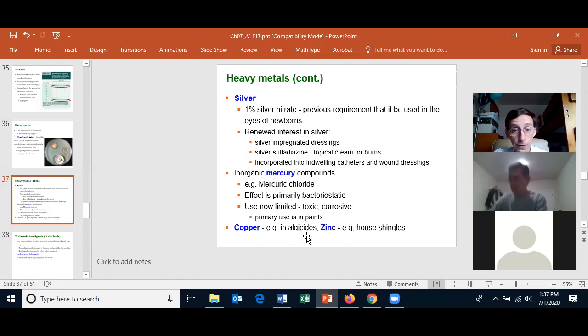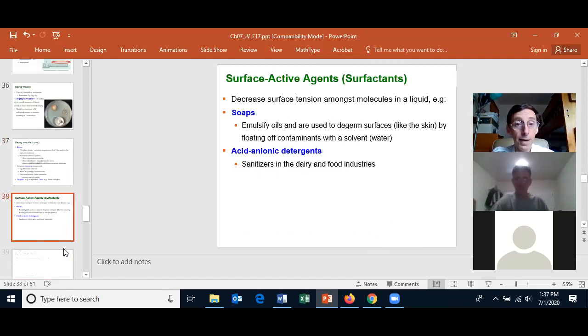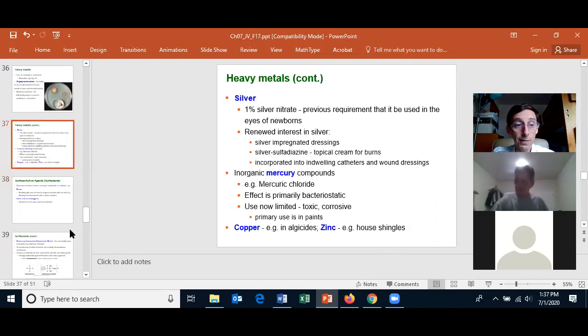Copper, it's still used as an algicide. I once used that in my incubators, and we put it in the incubator to prevent the algae from growing in the incubator. Zinc, it's a heavy metal used in house shingles, and I never knew this, but apparently microbes grow on the house shingle and then cause them to corrode, and so they put zinc in house shingles to help keep them better for longer periods of time. Any question about any of the use of heavy metals?